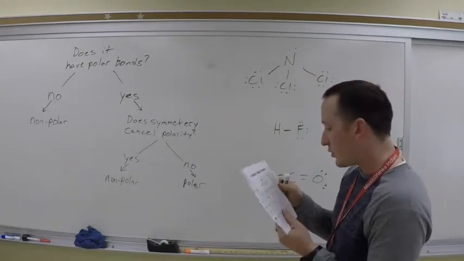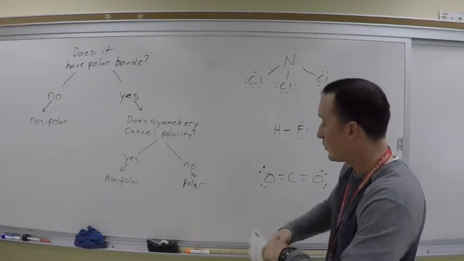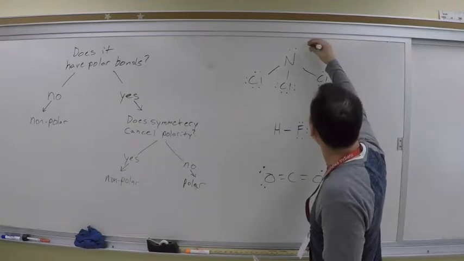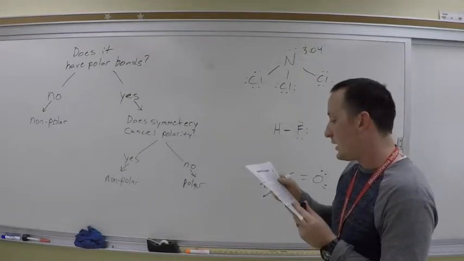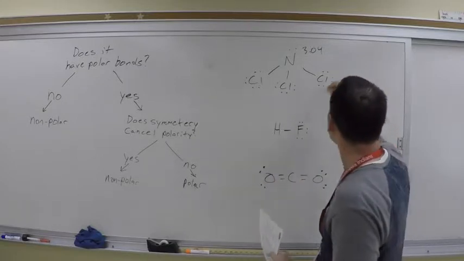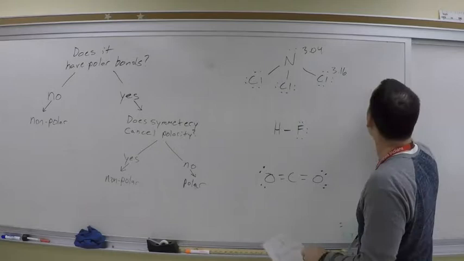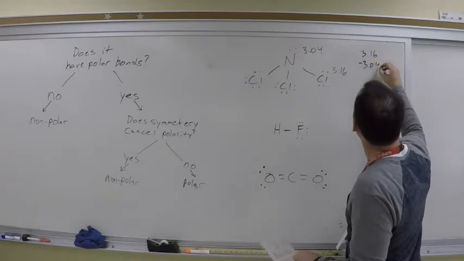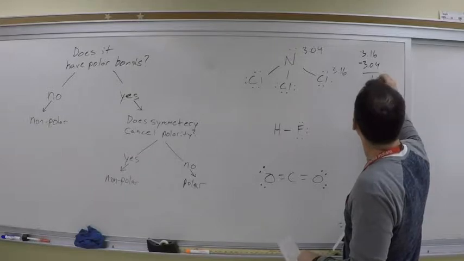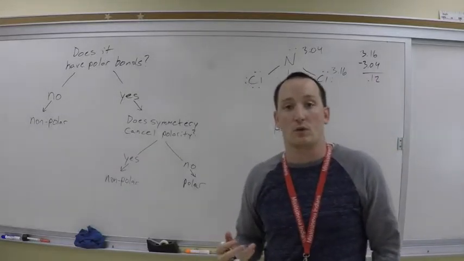For nitrogen, I look on there, and inside its box is 3.04, which means nitrogen's electronegativity is 3.04. And for every chlorine, it is 3.16. I'm going to subtract those. So I'm going to do 3.16 minus 3.04, and I get 0.12. So the difference in electronegativities is 0.12.